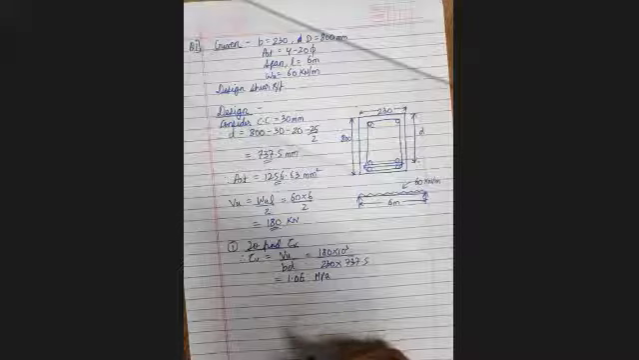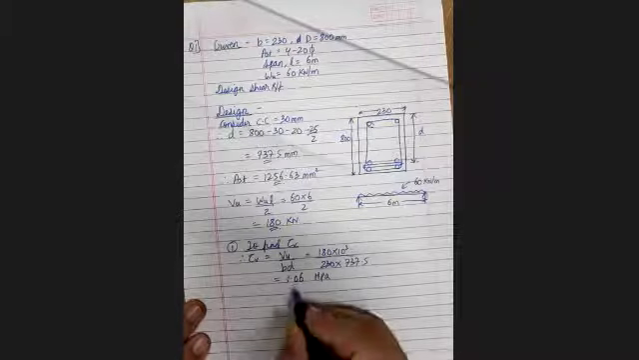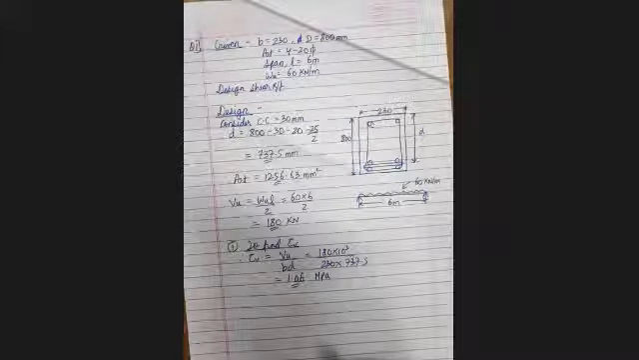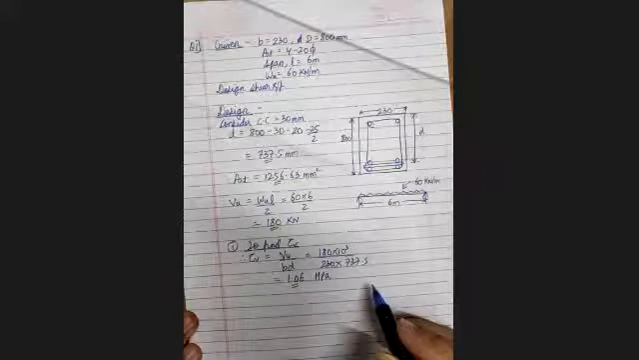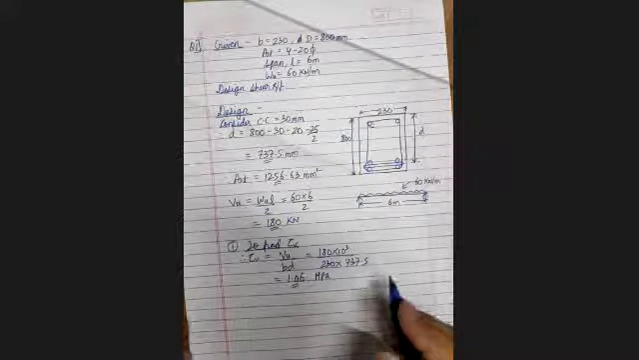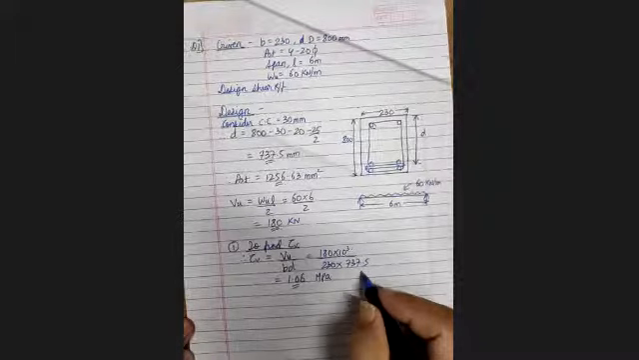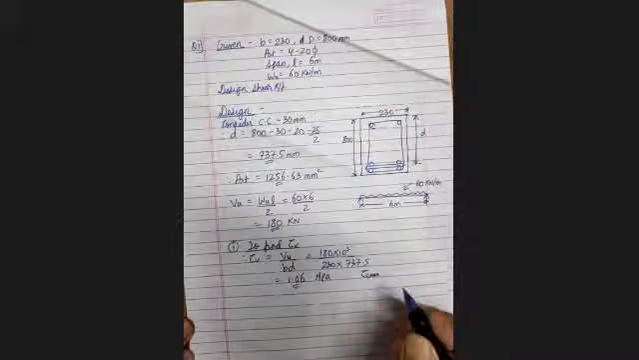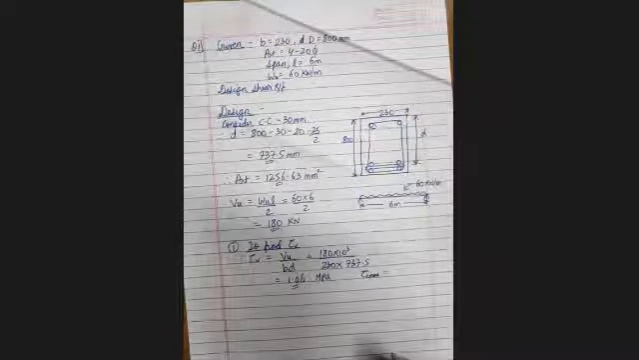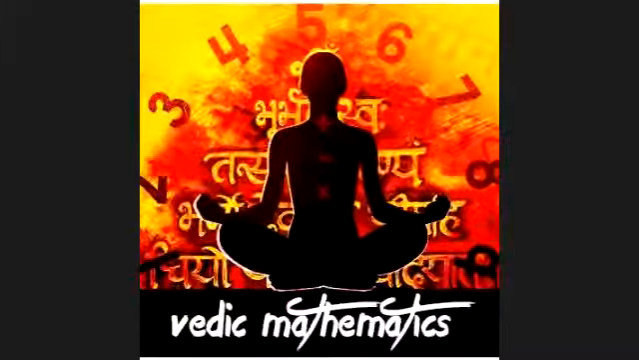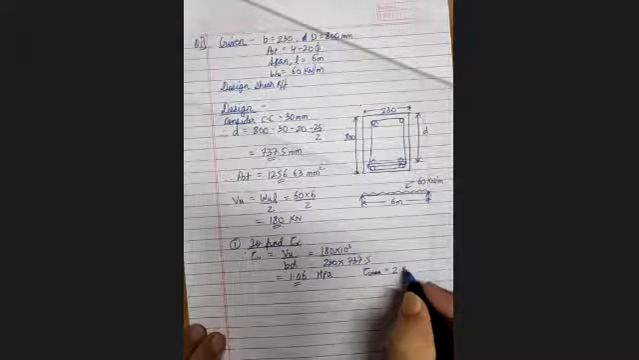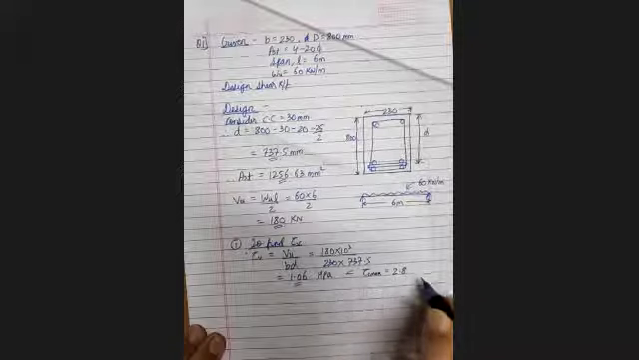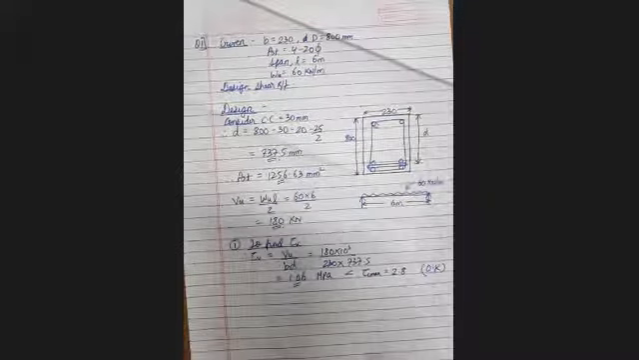Now what is the next step? We got tau V. Next we'll find out tau C. Before finding tau C, you can check this tau V against tau C max. I told you earlier. What is tau C max? You will have to refer to the table from the IS code: 2.8. Or you can use the shortcut I gave you to find tau C max. So this is less than tau C max, hence okay. Correct?